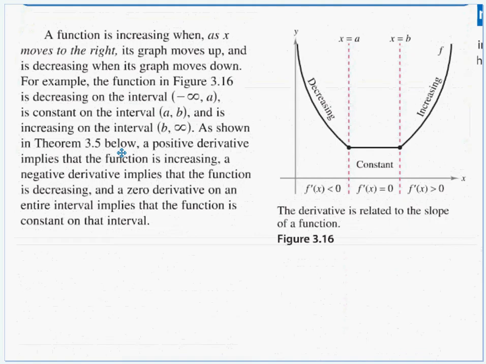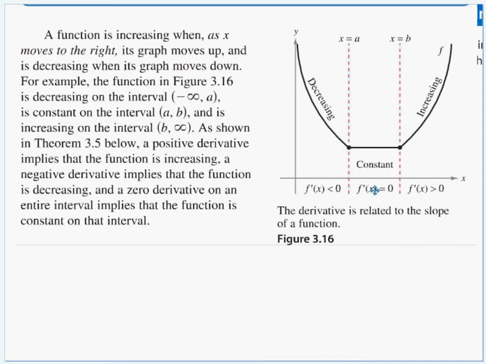So a function is increasing when, as x moves to the right, the graph goes up. The function is decreasing when the graph moves downward. For example, look over here in the figure. It's decreasing from negative infinity to this point A, whatever that is. Constant on an interval: here we've got a flat spot.